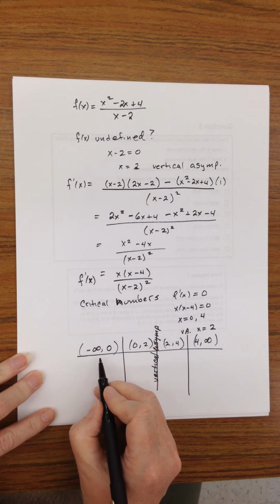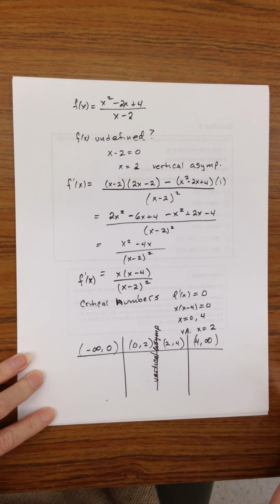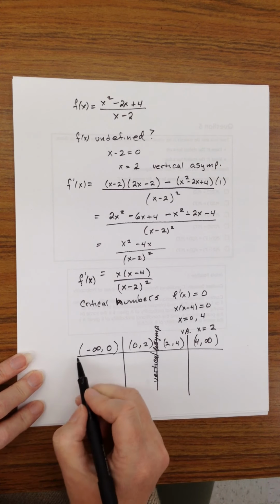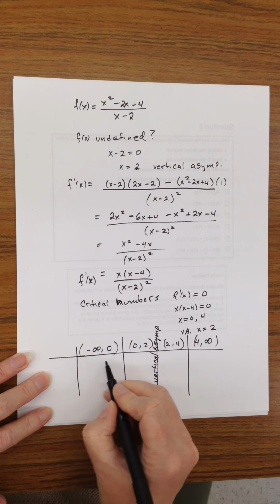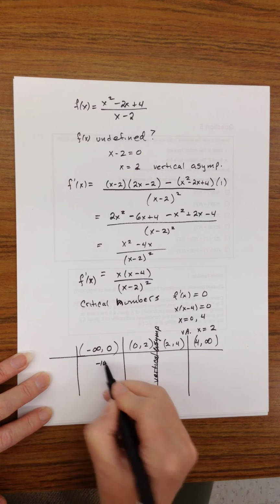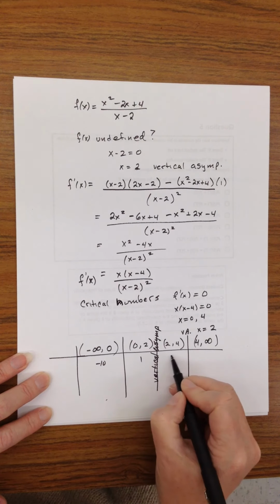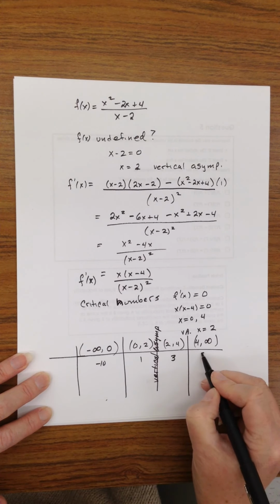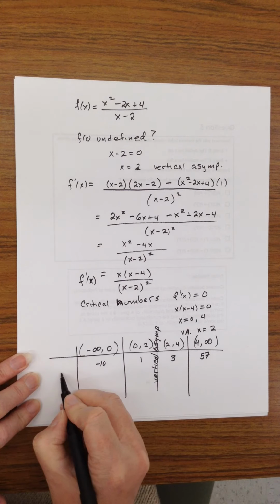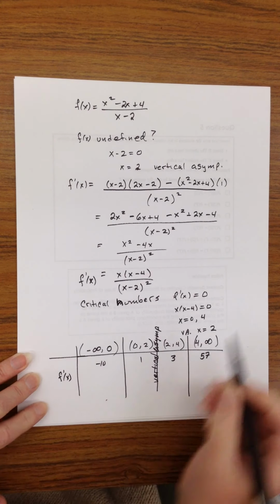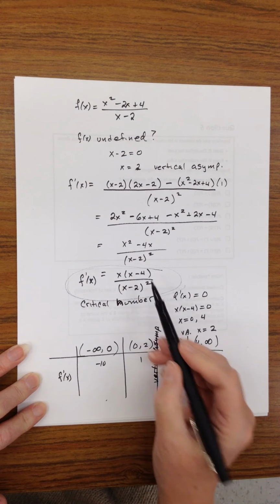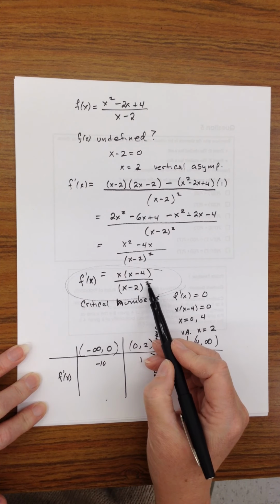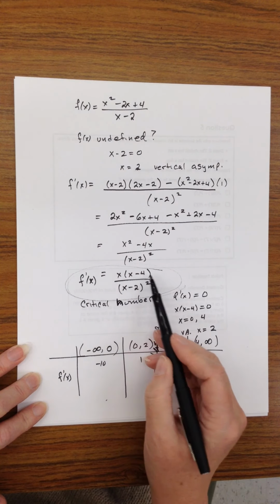So we are now going to pick test values from these intervals and test them in the first derivative. Hence the name, first derivative test. All right, so our test value, we can pick anything from here. Negative 10 will do, 1 is in this interval, 3 is in this interval, 57 is in this interval. Filling them into the first derivative, I am going to be looking at the factored version of the first derivative. The denominator is squared, so it's always positive, and I don't have to worry about that. I'm really just going to be testing the numerator.